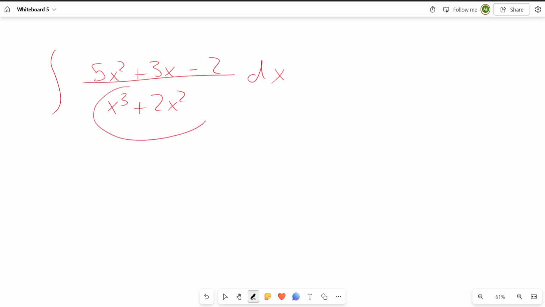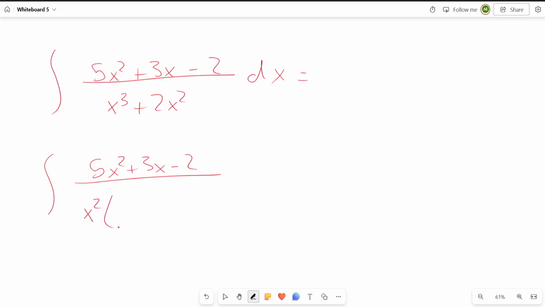But however, this is still factorizable. What I can do is I can rewrite it as 5x squared plus 3x minus 2. I can take an x squared out common from here. I'll be left with x cubed divided x squared is x. 2x squared divided x squared is 2. So now this is my form over here.